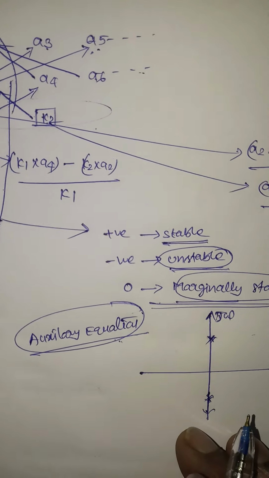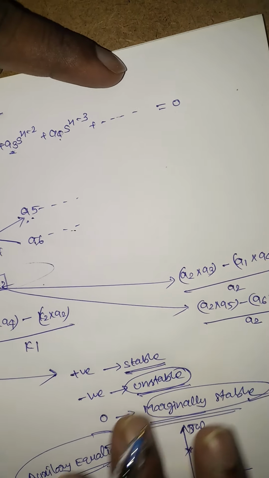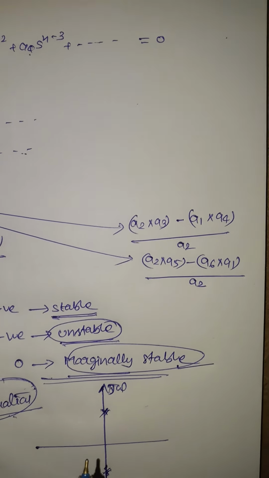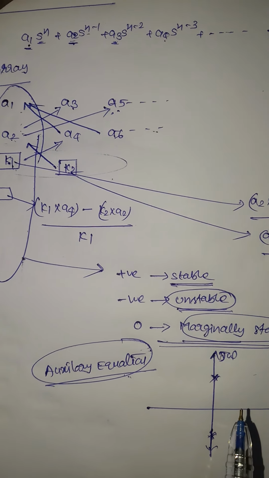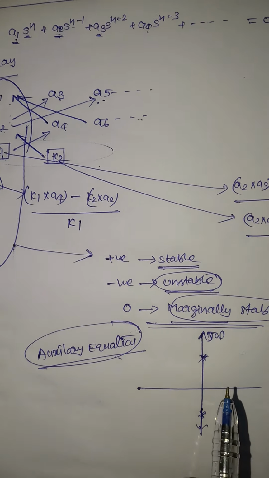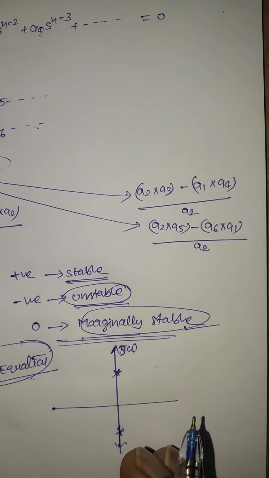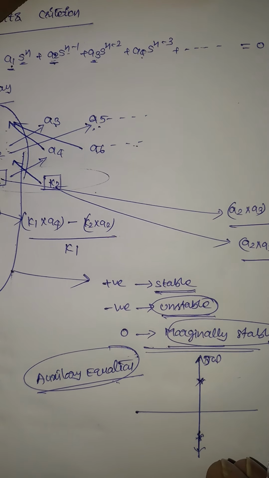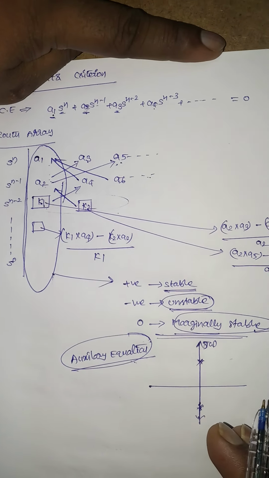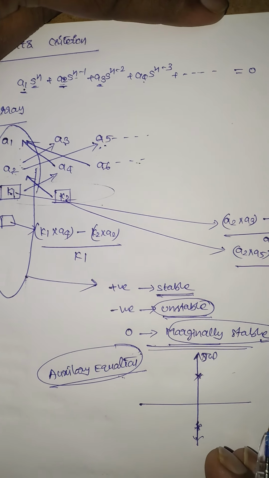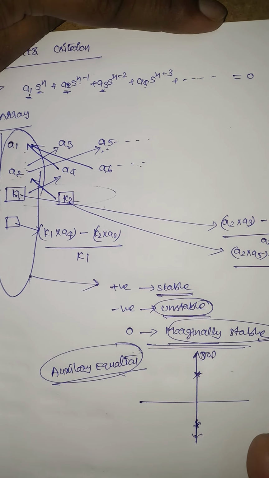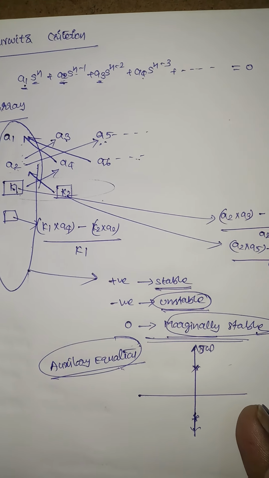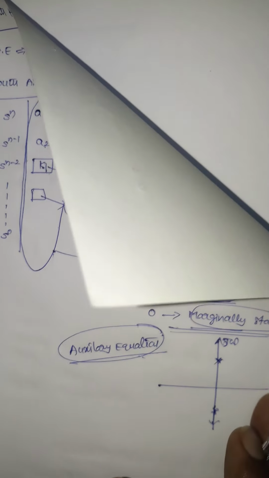Next, there are some limitations in this Routh-Hurwitz criterion. One of the limitations is that it is only used to find out the system stability. If the system is unstable, it will give the information about how many poles are located on the right half of the S-plane, but it will not give the exact location of the poles on the right half of the S-plane. So that is one of the limitations of this Routh-Hurwitz criterion.